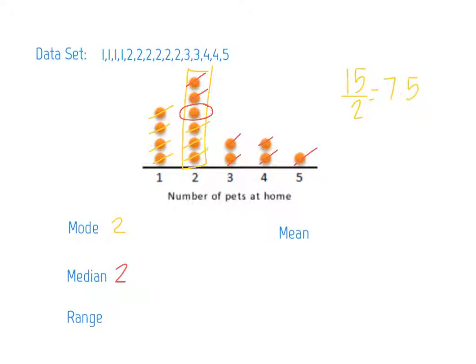Your range is, remember, high minus the low. So you have 5, which is your highest, minus your low, which is 1, and your range is equal to 4.